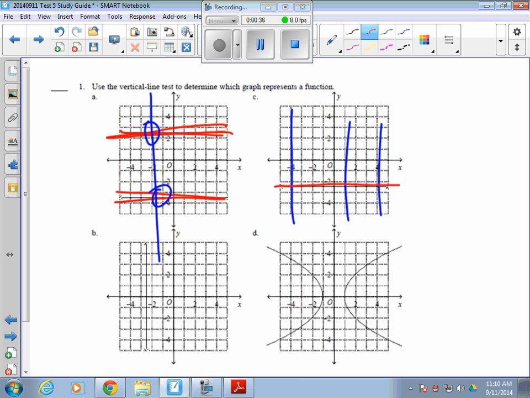Now, letter D is easy. You can see when you do it, it hits it twice. So A and D fail.